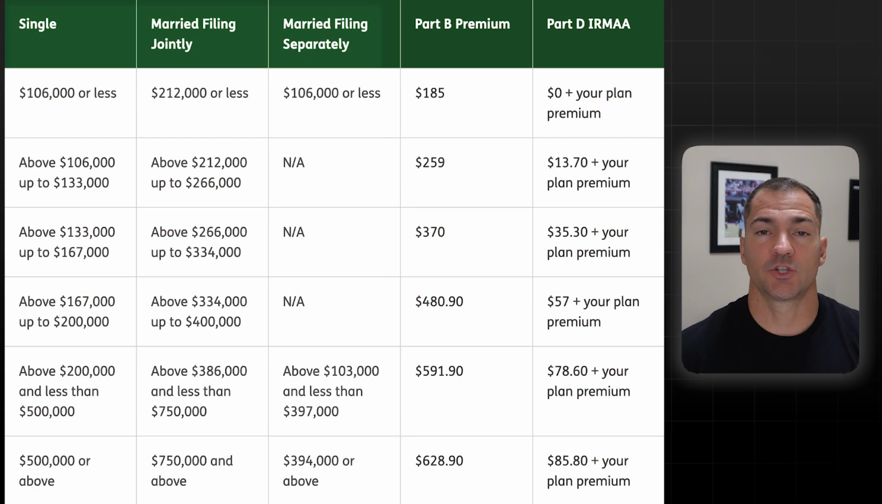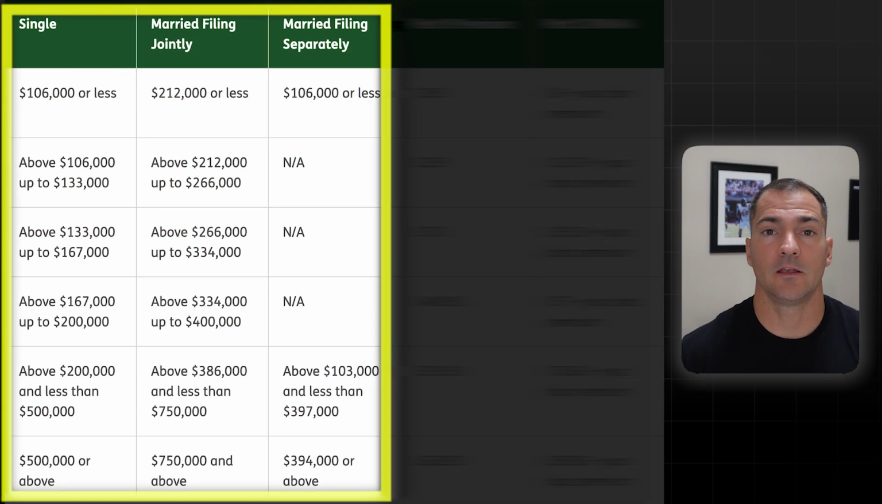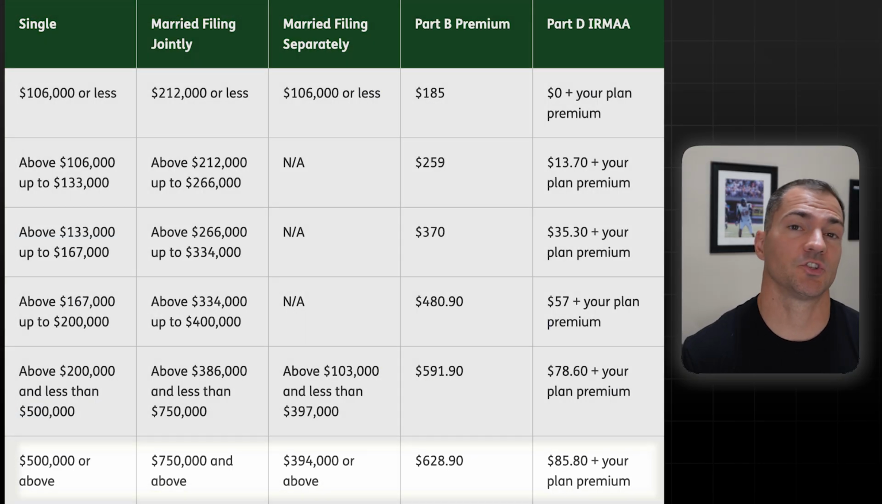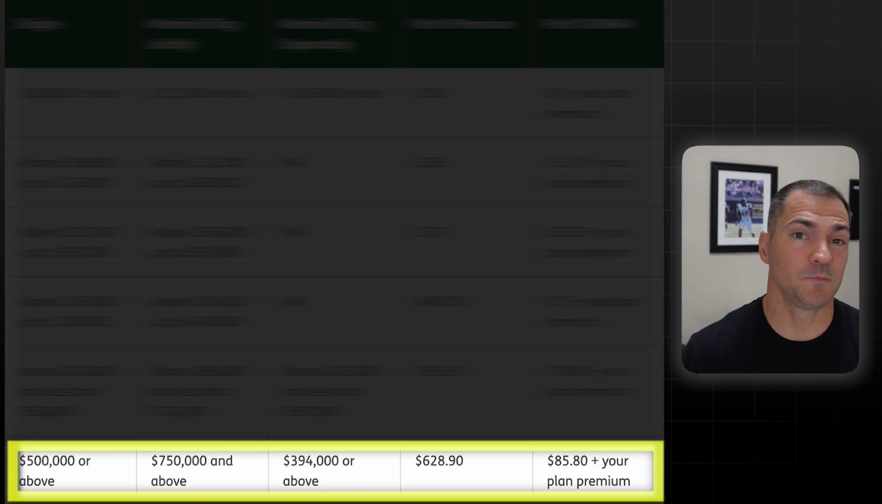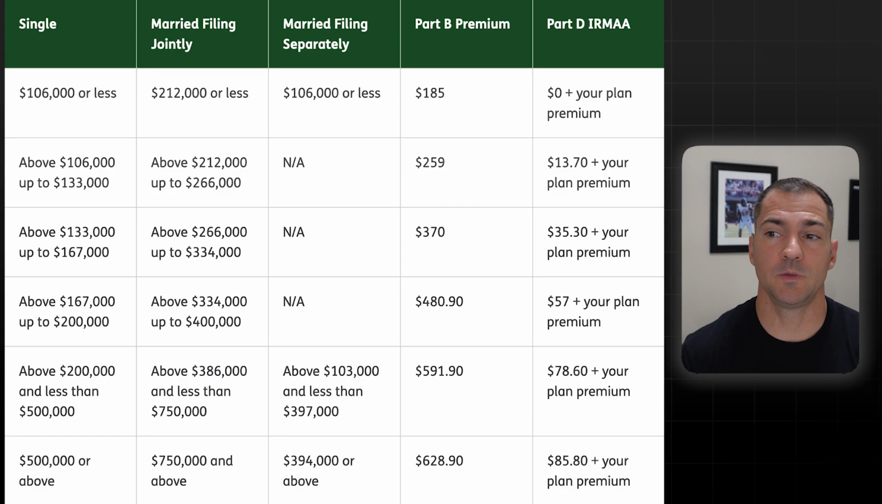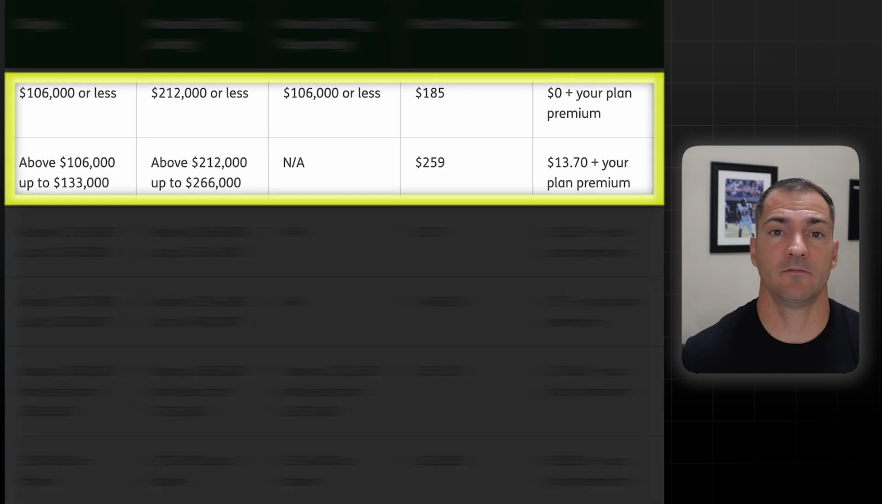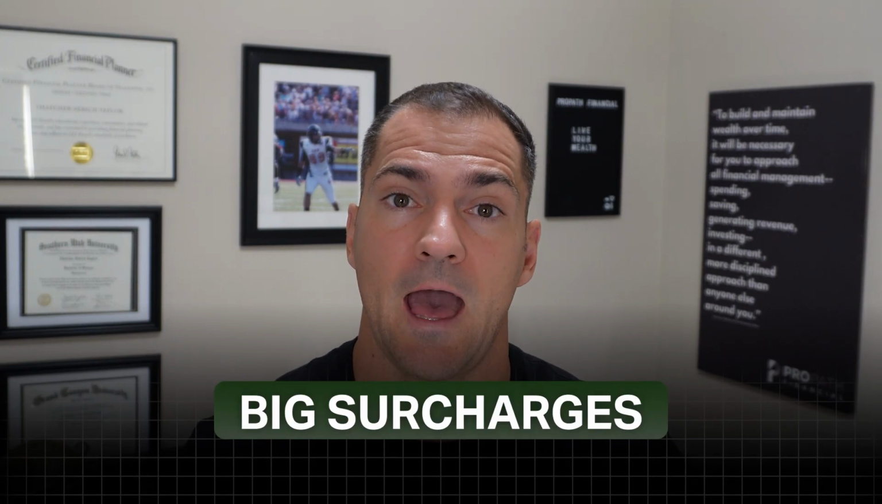So let's take a look at this chart really quickly. You can see here with this chart, based on your income and your filing status, you could be adding an additional surcharge onto your traditional Medicare premiums. You can see it works all the way up to an additional $628. Most people aren't going to be in that range, very few, but most people could be adding an extra $185 to $259 onto their standard premiums for Medicare. These are some pretty big surcharges that are really going to add up in retirement.